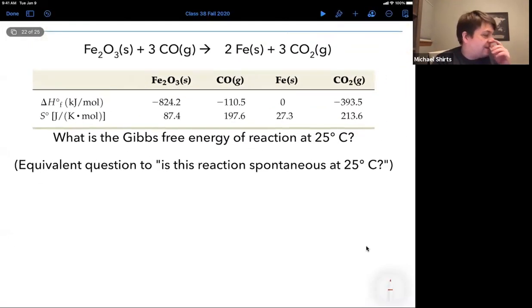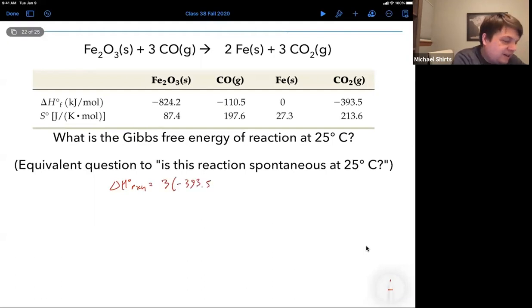So let's start there. The enthalpy of reaction, delta H reaction, is going to be the sum of the enthalpy of the products. So products are CO2 and iron. So we have 3 times minus 393.5. I'll leave out the kilojoules per mole. All of these are in kilojoules per mole. Plus 2 times 0, minus the enthalpy of iron oxide, minus 824, plus 3 times carbon monoxide, minus 110.5.